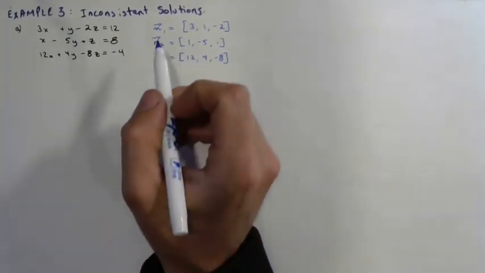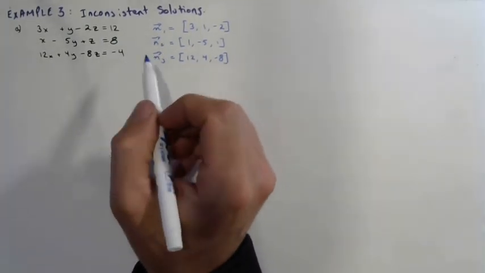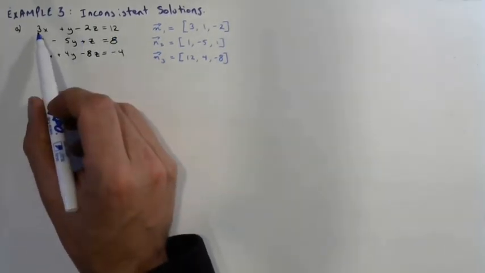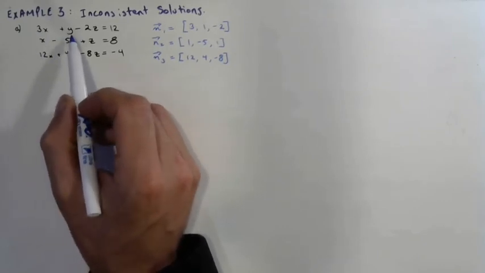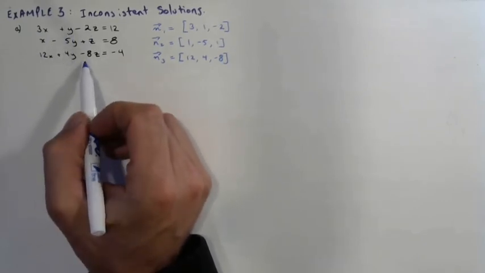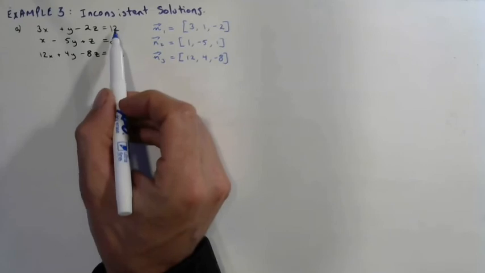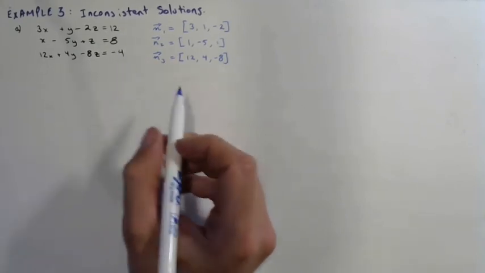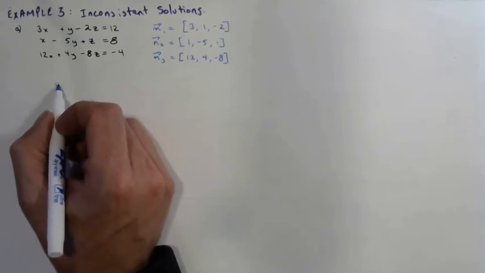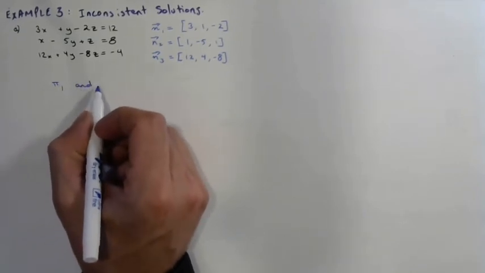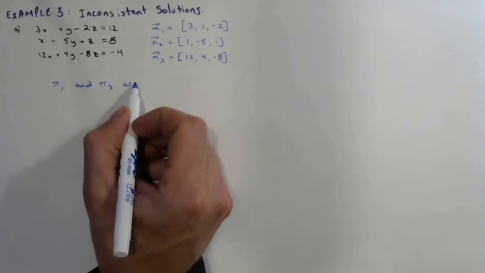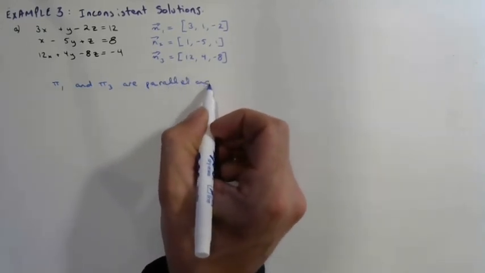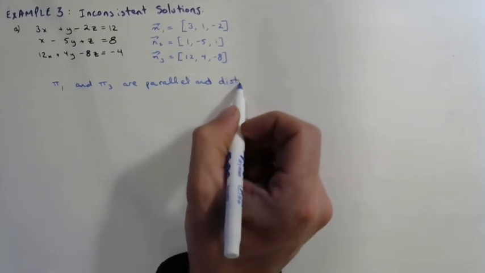Now, to make sure that plane 1 and plane 3 are actually distinct, we need to look back at the equation. We can see the relationship between 3 and 12 is multiplied by 4. And if I took 12 and multiplied by 4, I don't get negative 4. So that tells me these are distinct. Plane 1 and plane 3 are parallel and distinct.